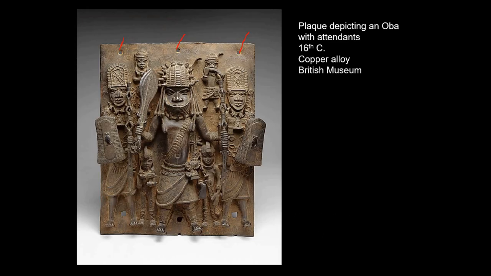So these plaques, again, represent the Oba. They represent the divine chieftain or ruler, or they represent warriors, or they represent courtiers to the court who are coming there. Here we see the Oba. He is wearing his helmet, carrying his ceremonial sword and staff, and he is flanked on either side by two warriors that carry shields.